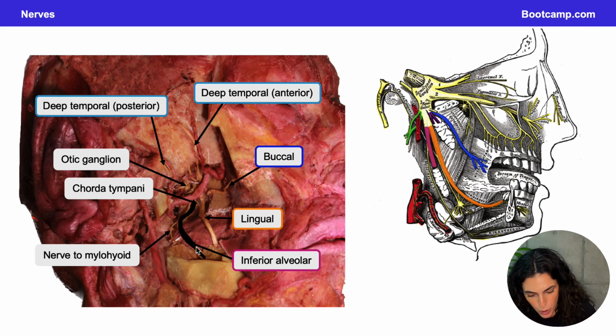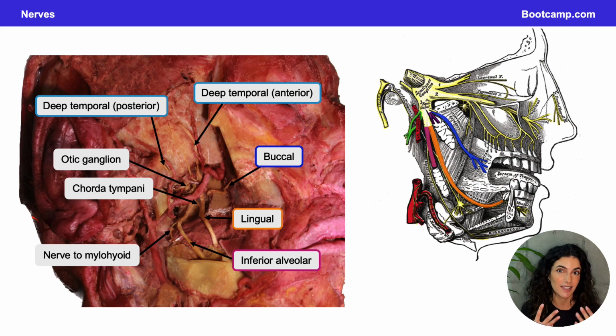Looking at some of our branches that are more inferior here, we can see our inferior alveolar nerve, that is going to be one of the more posterior ones that will give off the nerve to mylohyoid. We can then see the lingual nerve that comes in here with the chorda tympani. So again, that chorda tympani is going to merge with the lingual nerve in order to get to the oral cavity to supply the areas of the tongue, as well as the sublingual and submandibular glands.